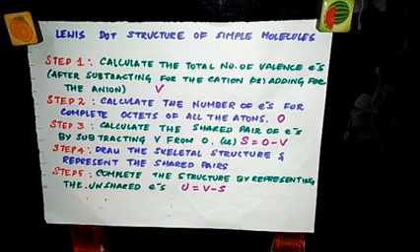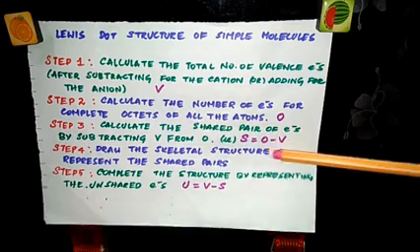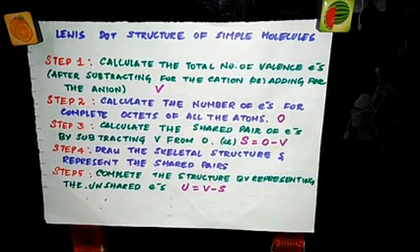In step 3, you have to calculate the shared pair of electrons by subtracting valence electrons from octet electrons. Let's represent the shared electrons as S. So S is equal to O minus V, where O is the octet electrons and V is the valence electrons. If you do this calculation, you will get the shared electrons between the atoms.